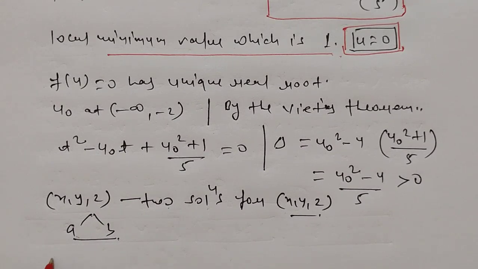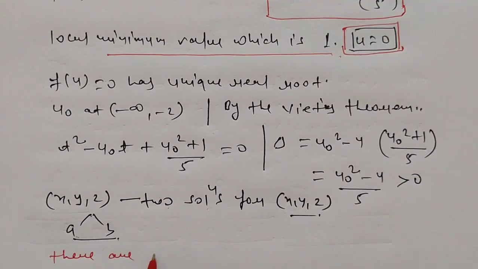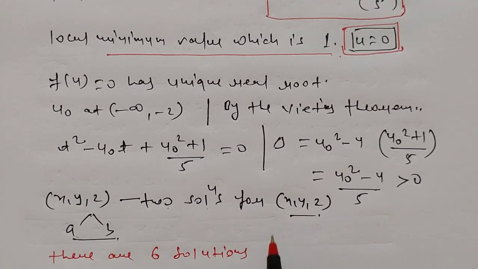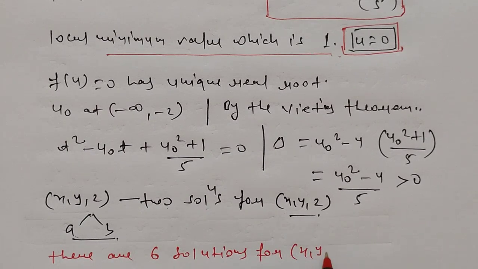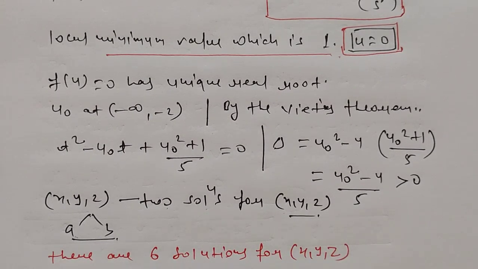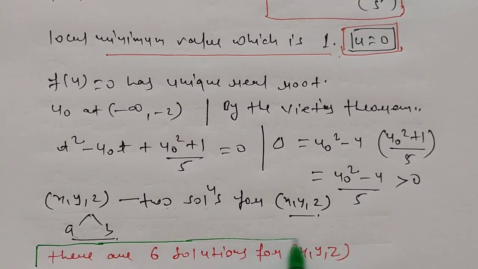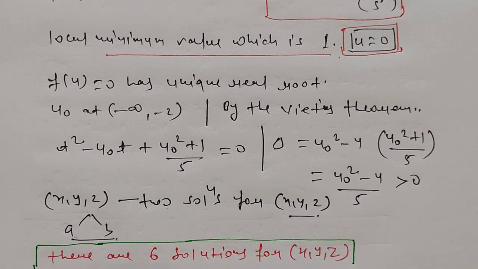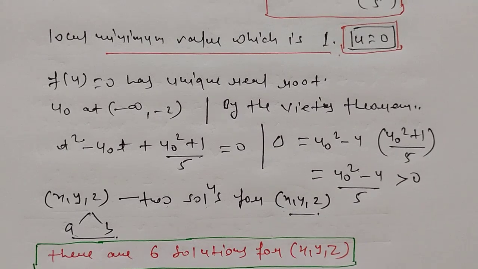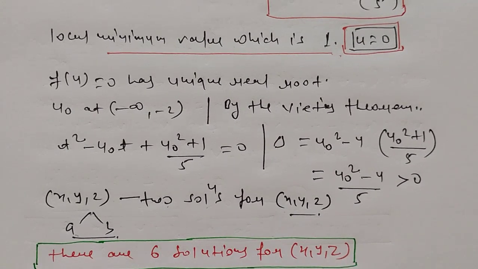So here we can write there are six solutions for x, y, z. So this is the final conclusion, that there will be 6 solutions for x, y and z.